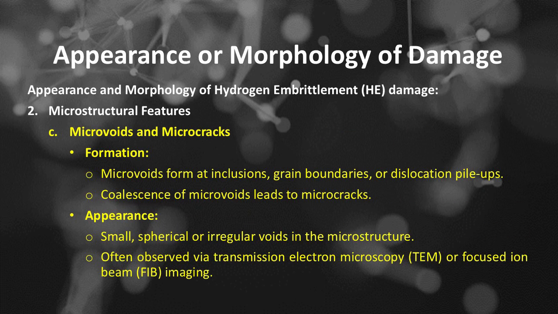Microstructural features. Number C is microvoids and microcracks. Microvoids form at inclusions, grain boundaries, or dislocation pileups. Coalescence of microvoids leads to microcracks. The appearance of these microvoids and microcracks are small, spherical or irregular voids in the microstructure, often observed via transmission electron microscopy, TEM, or focused ion beam, FIB, imaging.